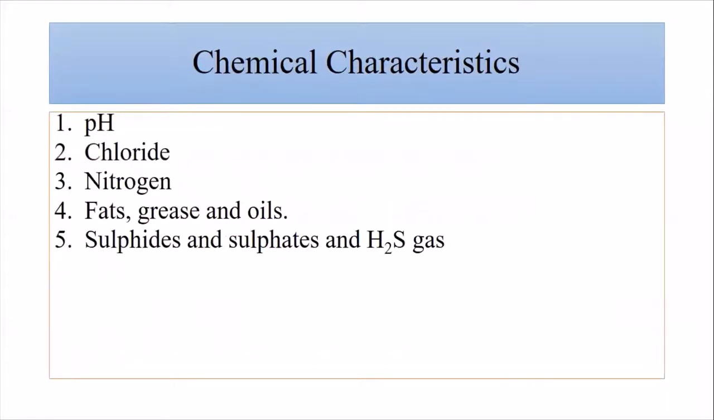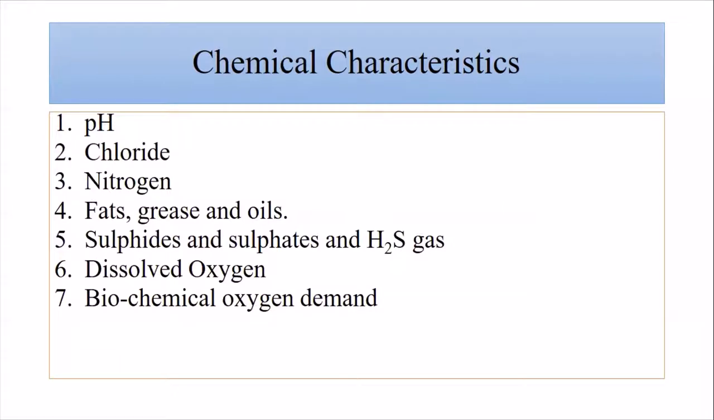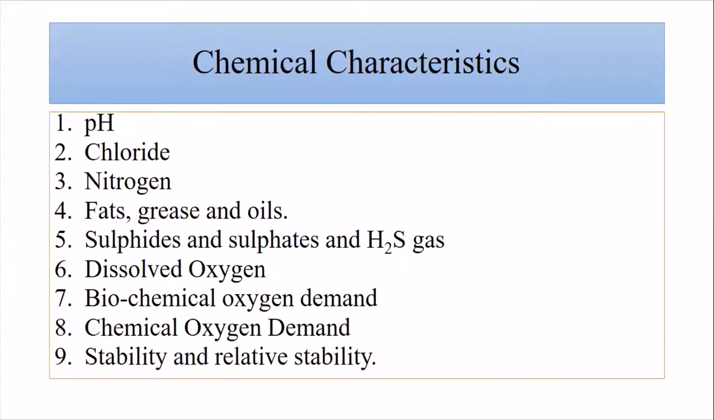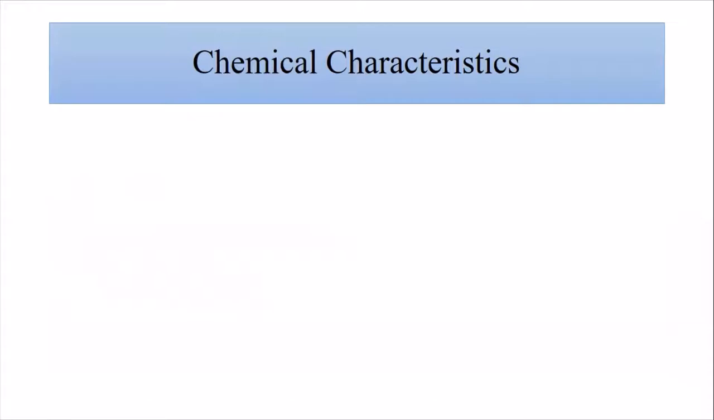Then the chemical characteristics of water or wastewater. The first chemical characteristic is pH, then second chloride, third nitrogen, next fat, grease, and oil, next sulfides, sulfate and H2S gases, next dissolved oxygen, next biochemical oxygen demand, and last one chemical oxygen demand. Then next, stability and relative stability.